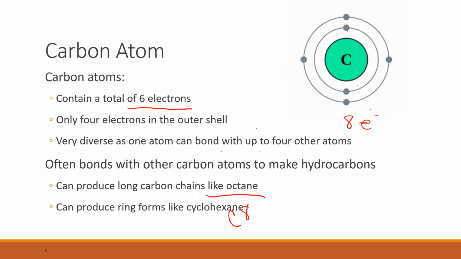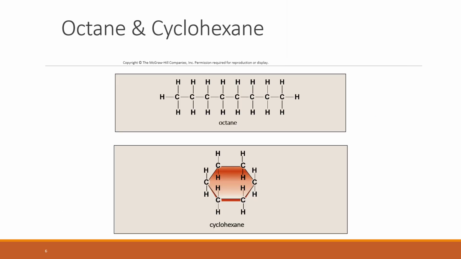I think I have a picture on the next one. So this is octane. It's just carbons and hydrogens. And remember, carbon needs to form 4 covalent bonds. So if you look at every carbon here, it's got 4 bonds. In the middle, it's bonded with 2 other carbons and then 2 hydrogens. They can even form ring structures where the carbons are connected to one another in a ring. We'll look at glucose later. Glucose usually exists as a ring structure. So these are just 2 little examples of some of the diversity in carbon molecules.